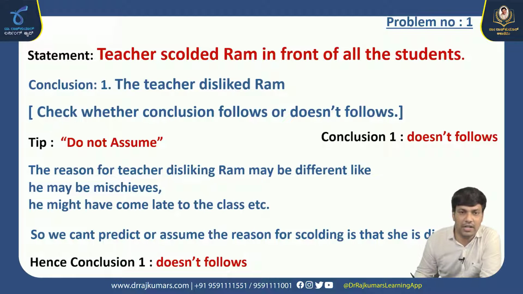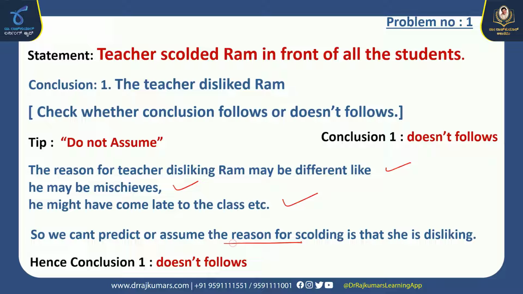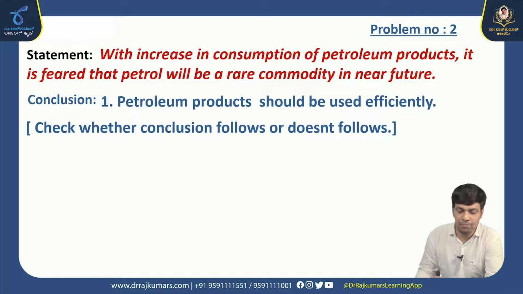The reason for teacher disliking Ram may be different. That is, he may be mischievous or he might come to class late. So we can't predict or assume the reason for scolding Ram that she is disliking. So here the conclusion one does not follow. Moving on to our next problem.